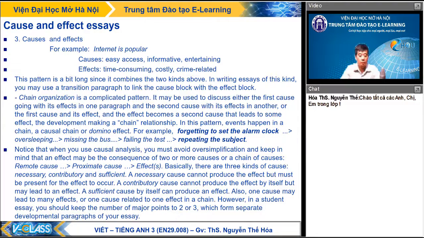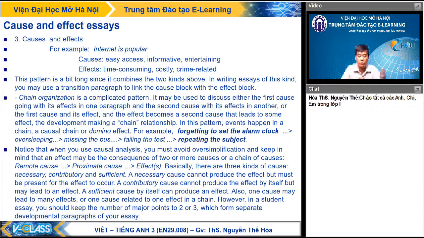And also we may have a lot of causes that may lead to a lot of effects. That is called the cause and effect block pattern. And now we move on to chain organization. So what is it? It is a complicated pattern.